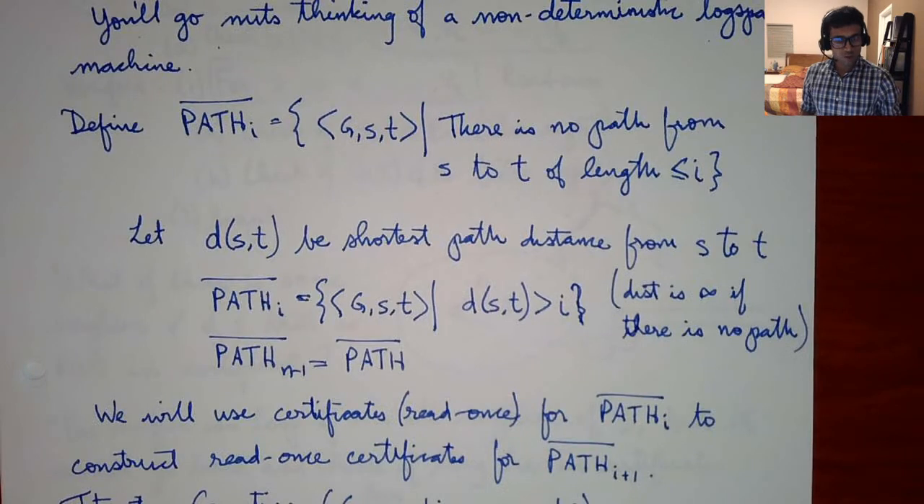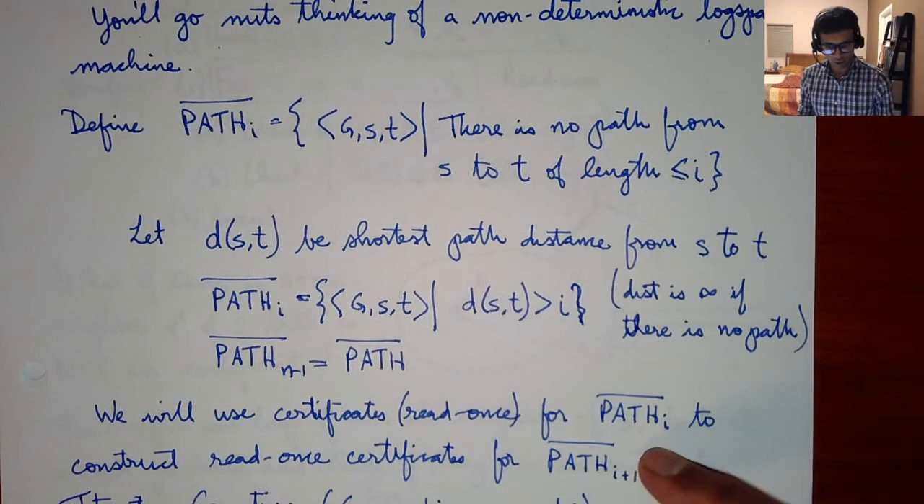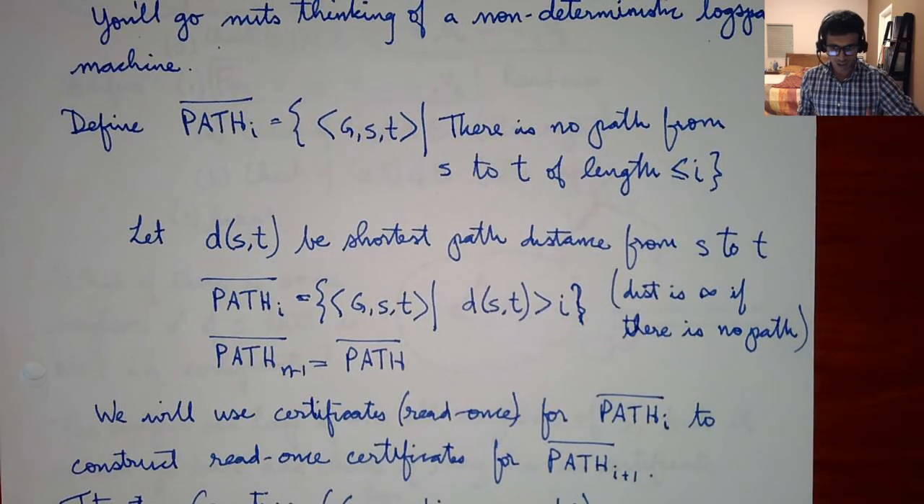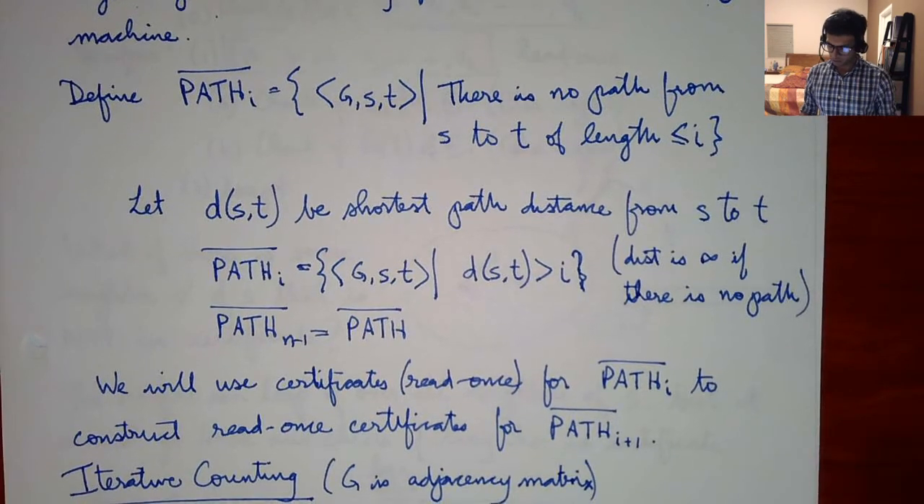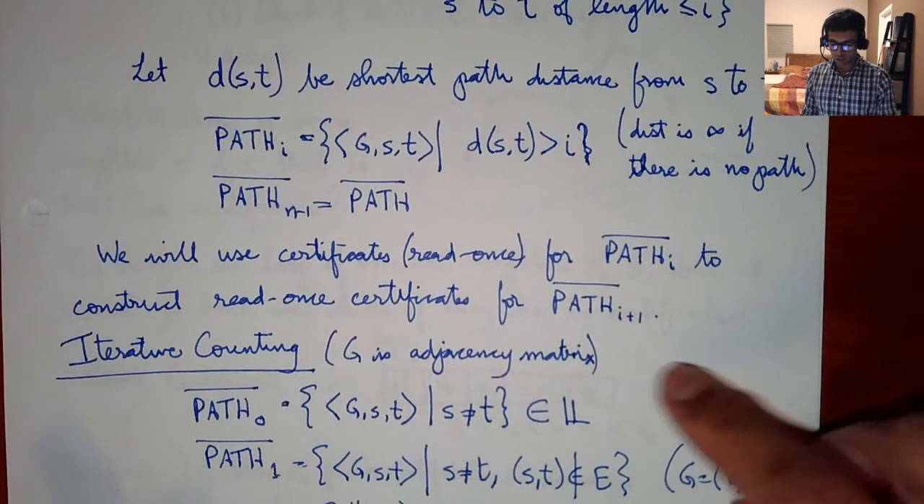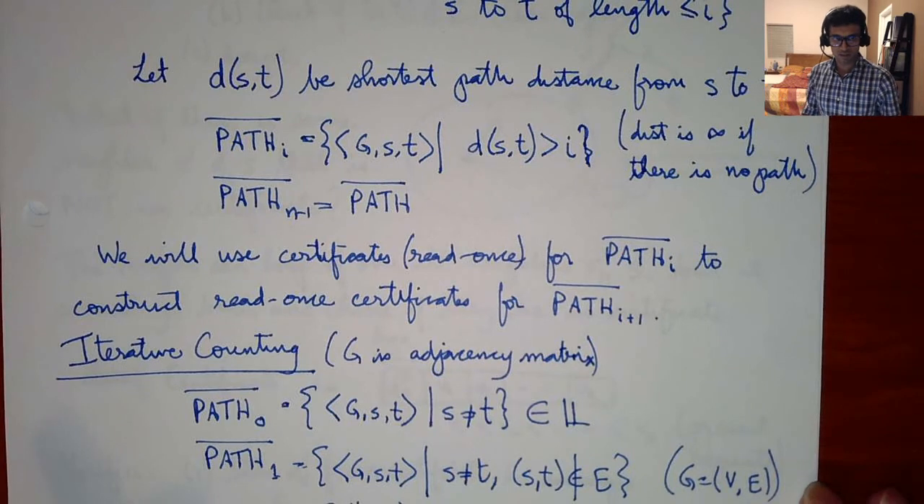So what we are going to do is construct read-once certificates for path i complement. From those, we're going to construct read-once certificates for path i plus 1 complement, and we'll sort of inductively build this. Instead of showing you directly the proof by induction, I want to walk through it slowly by looking at path 0, path 1, path 2 complements. This technique is called iterative counting, and you'll see why shortly. We'll think of G as an adjacency matrix.